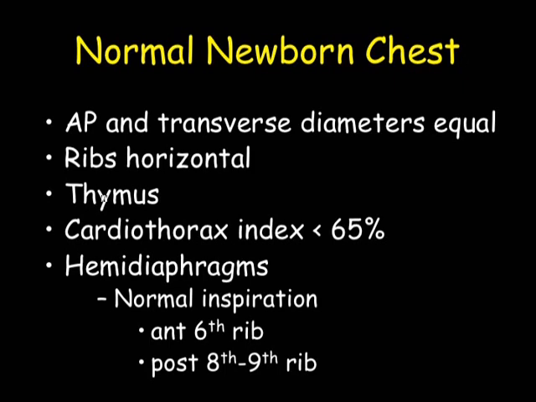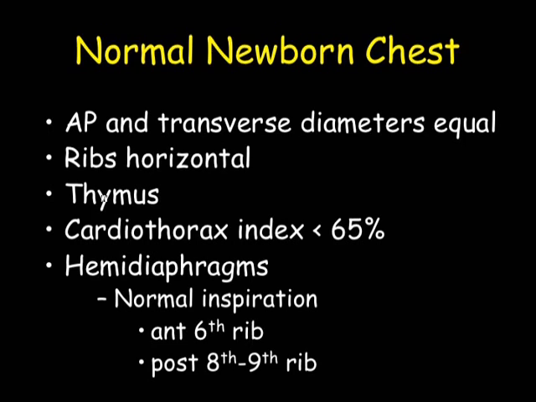The AP and transverse diameters are equal, the ribs are horizontal. We have to account for the prominent thymus in the newborn chest. The heart can usually be a little bit more prominent part of the chest cavity, up to about 65%.